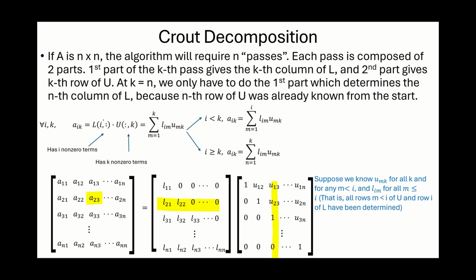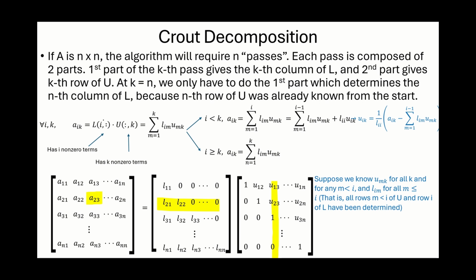Then we can take the ith term out of this sum and solve for the unknown entry U sub ik, which is the entry in row i and column k of U, in terms of the known entry in row i and column k of A, and the other entries of L and U that we just assumed to already be known.